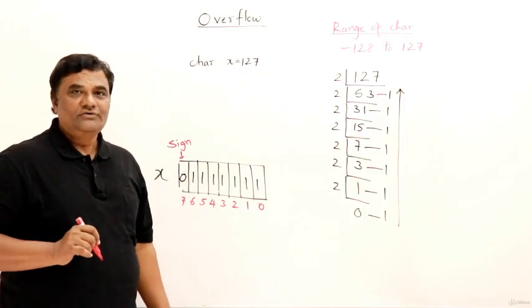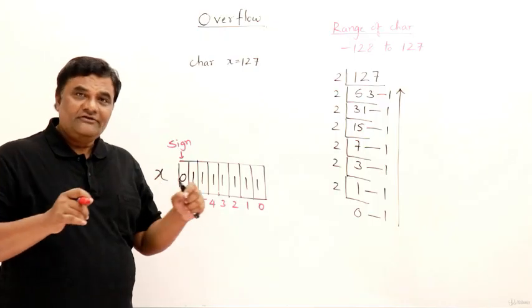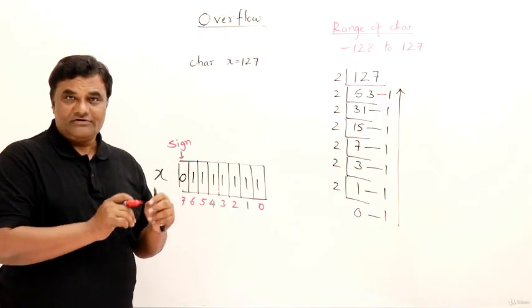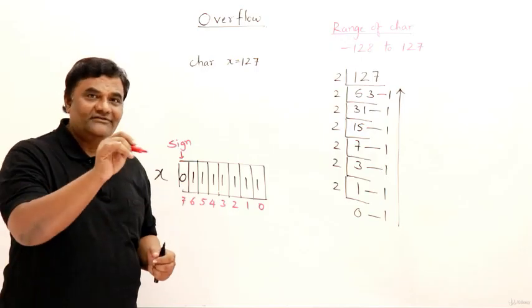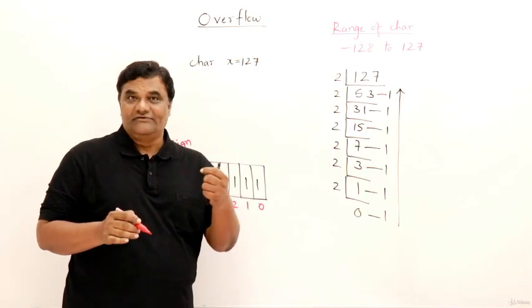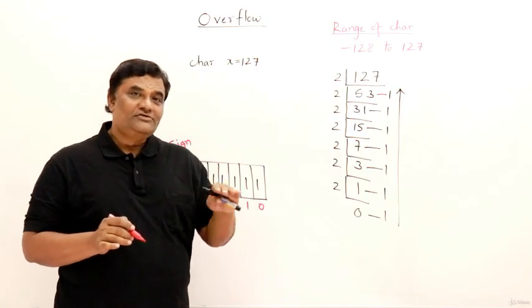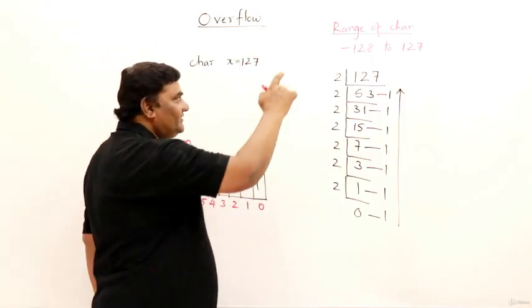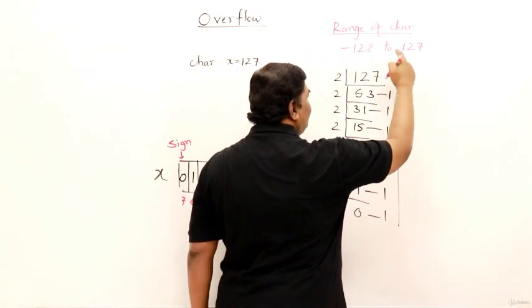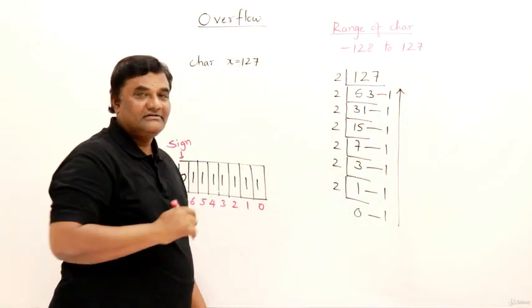Then one more thing we should know: what is the range of values that a character can store? See, characters are alphabets we use, but we don't write alphabets in the memory. We write ASCII codes for them, right? So what is the range of values? It is from minus 128 to 127. So the range of character is minus 128 to 127, right?